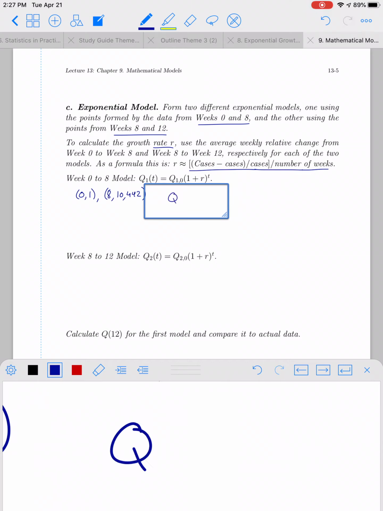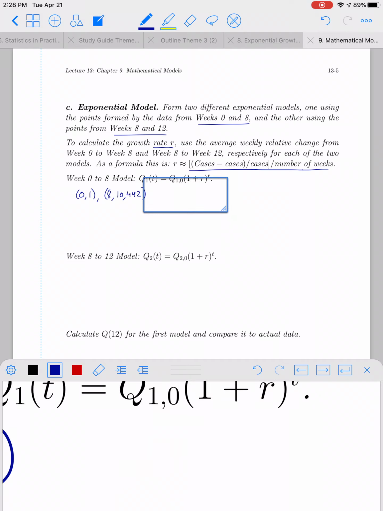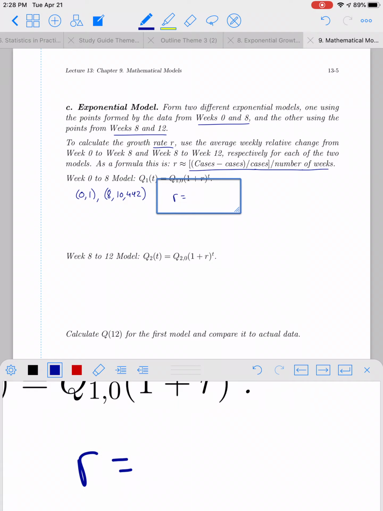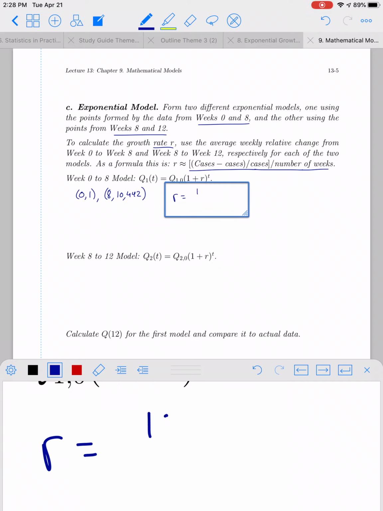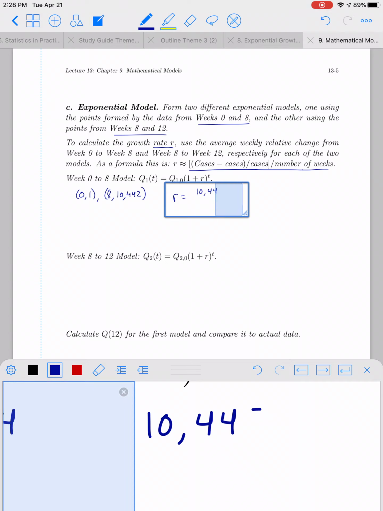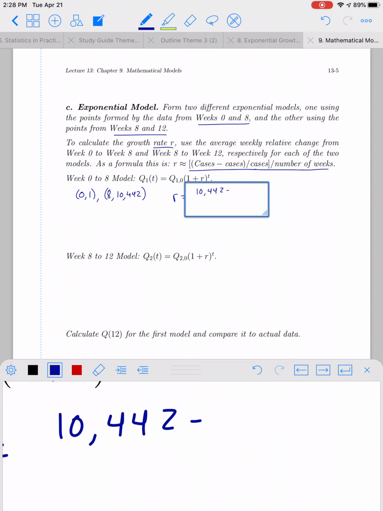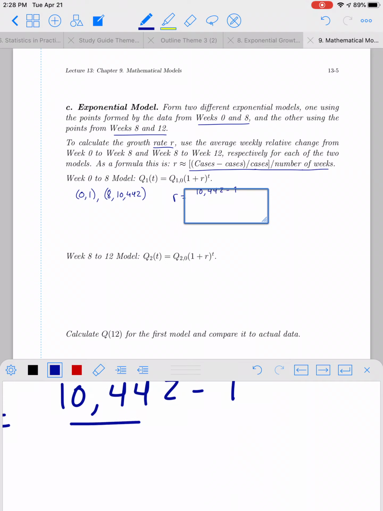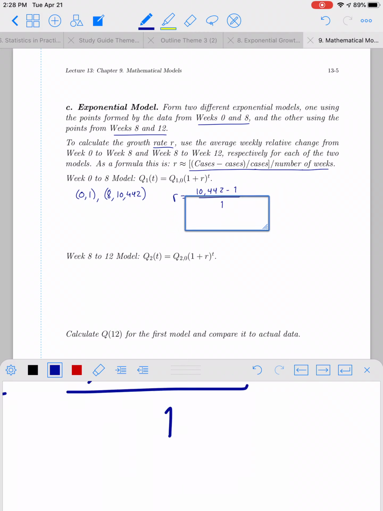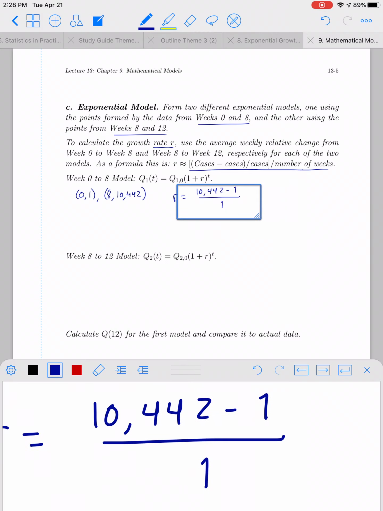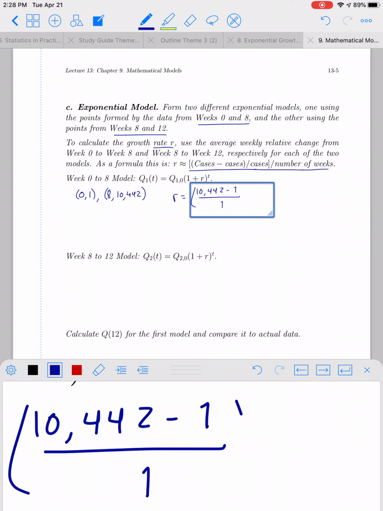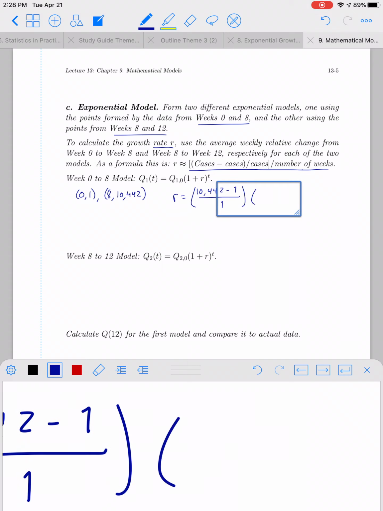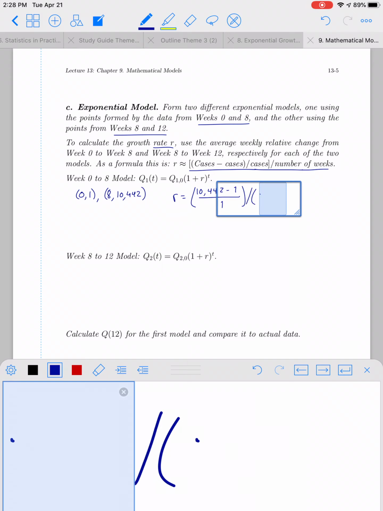So Q1, the model we're looking for, oops, we're not ready for Q1 yet. We need R to begin with, and R is going to be 10,442 minus week 0 had one case divided by 1, and this is all divided by the number of weeks that have gone by. 8 minus 0 is 8 weeks.